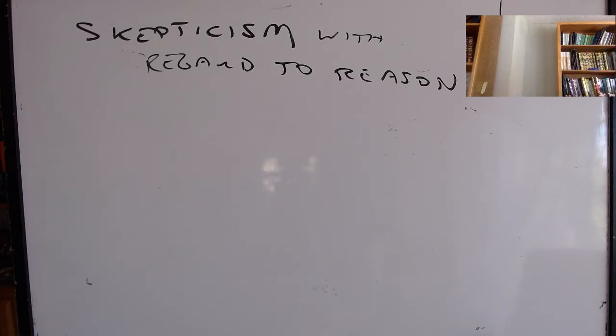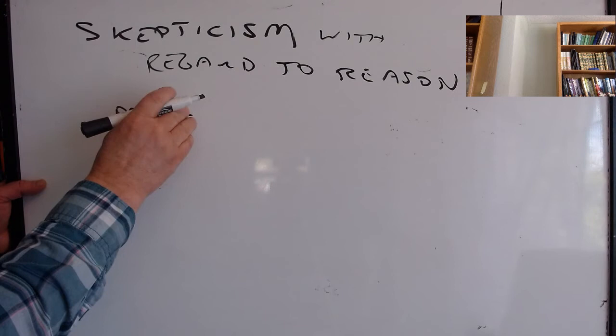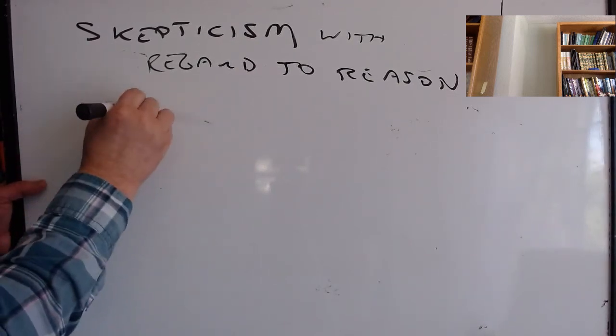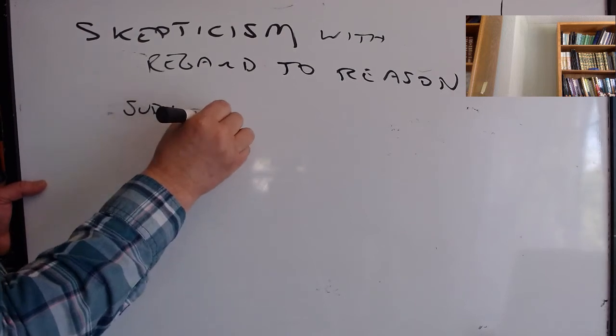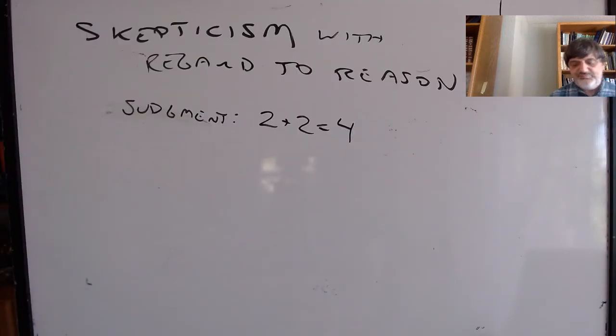So the thing that he first wants to destroy is the idea that there's some beliefs we can be absolutely certain of because they're the result of demonstration. So let's say we have this proposition here. I guess that actually uses the term judgment. 2 + 2 = 4. So this is something that Locke thinks we can be absolutely certain of because it's demonstrative or perhaps intuitive knowledge.